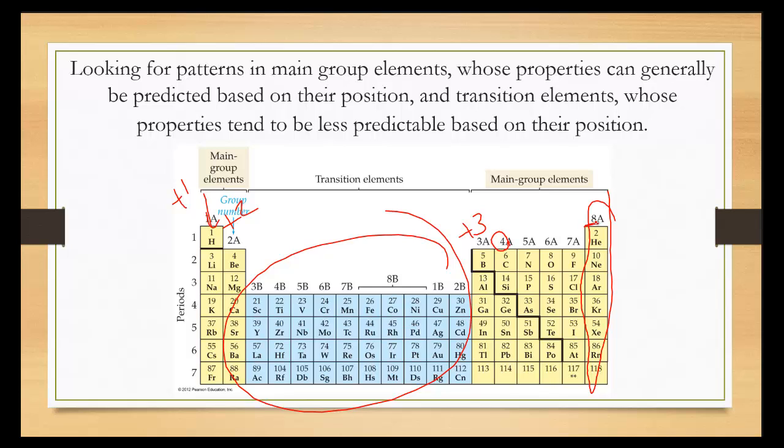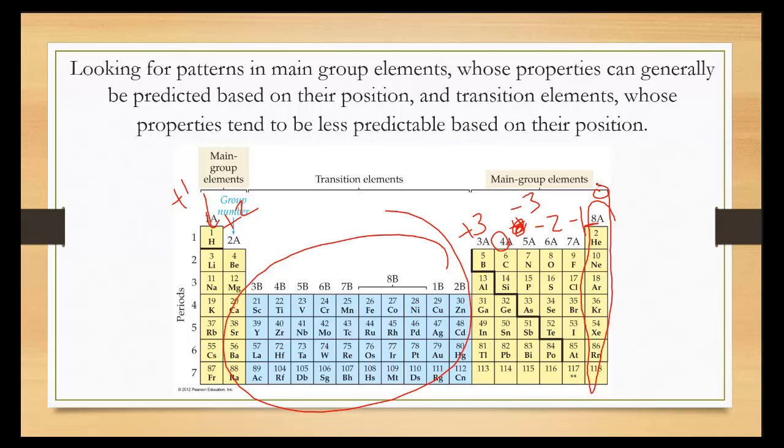Then group 5A, instead of losing, ends up preferring to gain electrons, making it a -3. Group 6 is a -2. Group 7 is a -1. And group 8 is 0. Those are the charges that they create when they react to form ions. The transition metals, however, aren't so strategic. They can have several different charges.